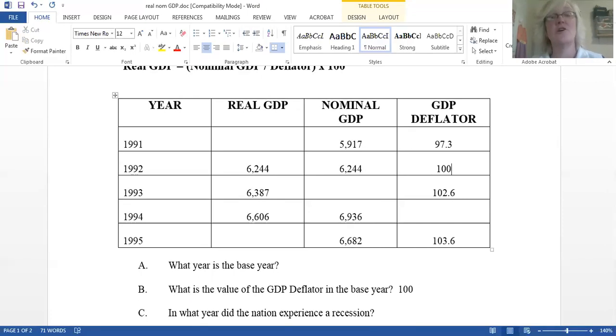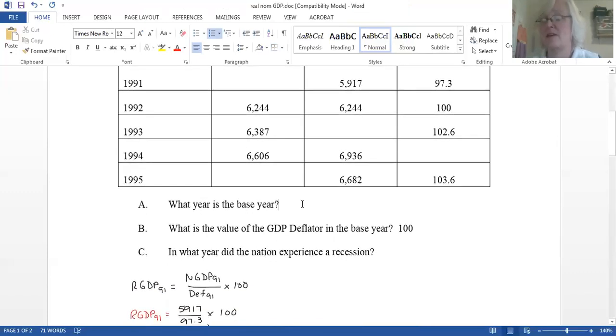If you wanted to, go ahead and calculate the GDP deflator. You would put in the 6244 for real, 6244 for nominal, solve for deflator, and you would in fact get 100. Go ahead and check it. Make sure I'm not lying to you. All right. So which year is the base year? We answered that, 1992. All right, let's go through and do our calculations, and then we can come back and address the situation of Part C.